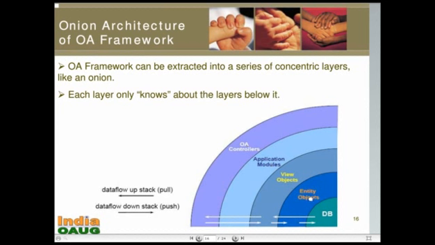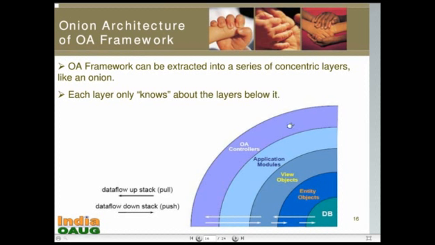If you are in entity object, it knows only database. Entity object doesn't know about VO or AM. It knows only your database tables. If you are in view object, it knows entity object as well as database, both the things. That's what. Each layer only knows about the layers below it.